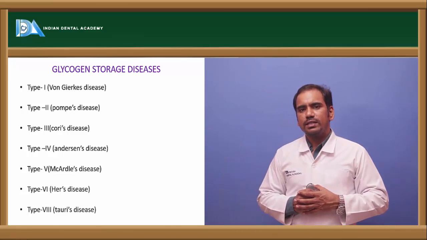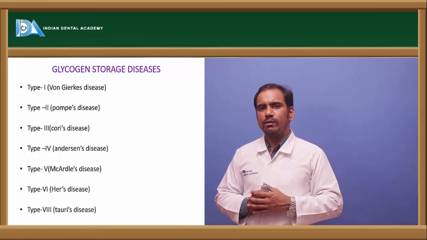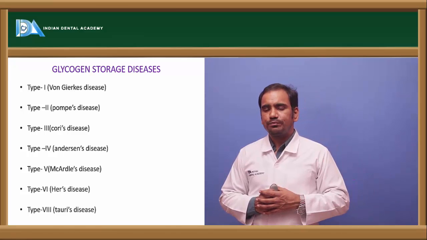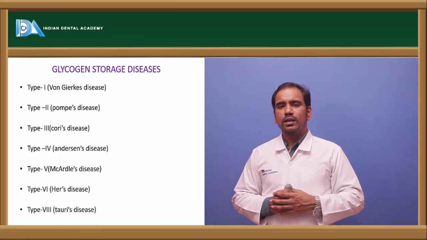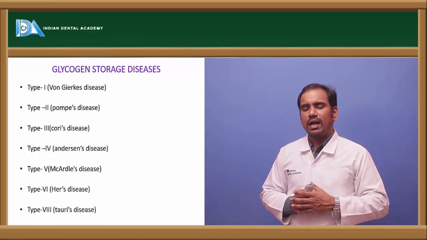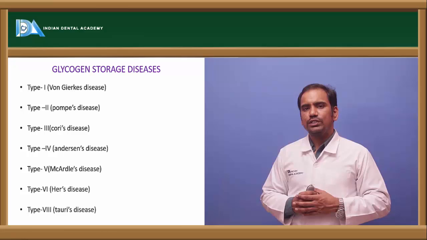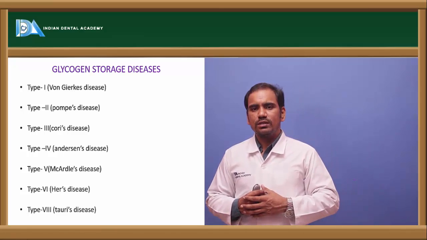Apart from that, there is increased concentration of lipids in the blood in type 1 disease. And there is lactic acidosis, and hyperuricemia, which results in gout. So these are the important features of type 1 glycogen storage disease.